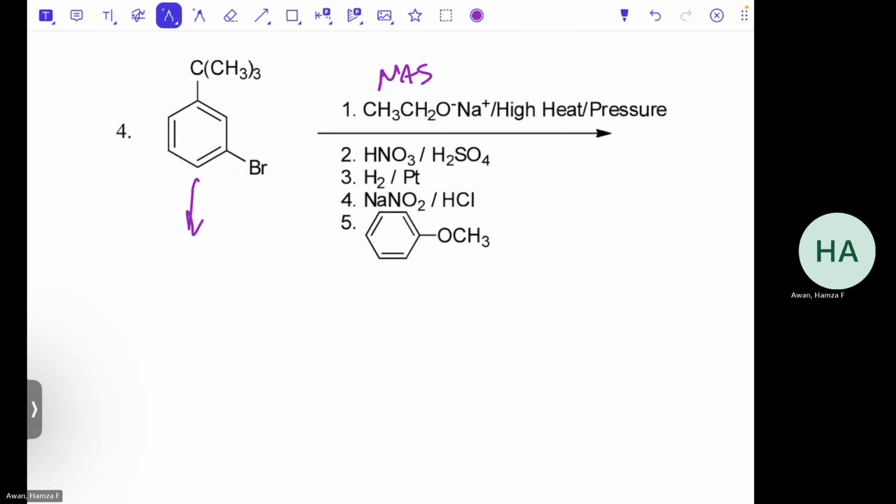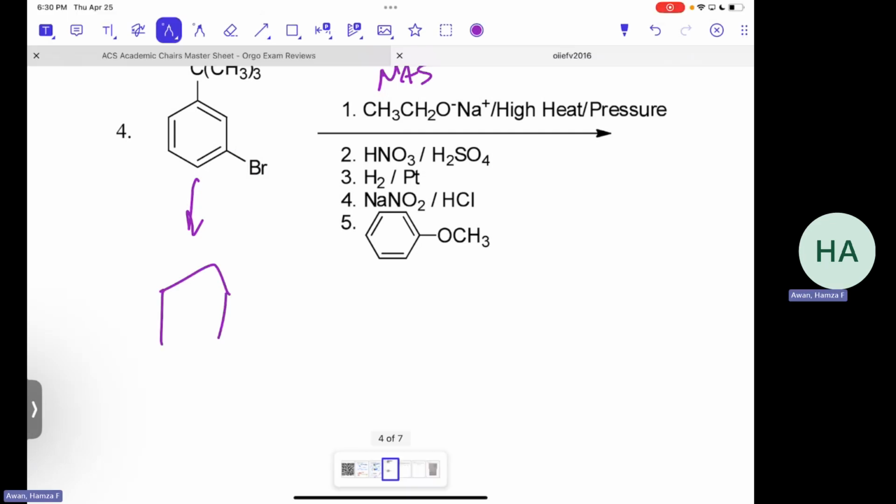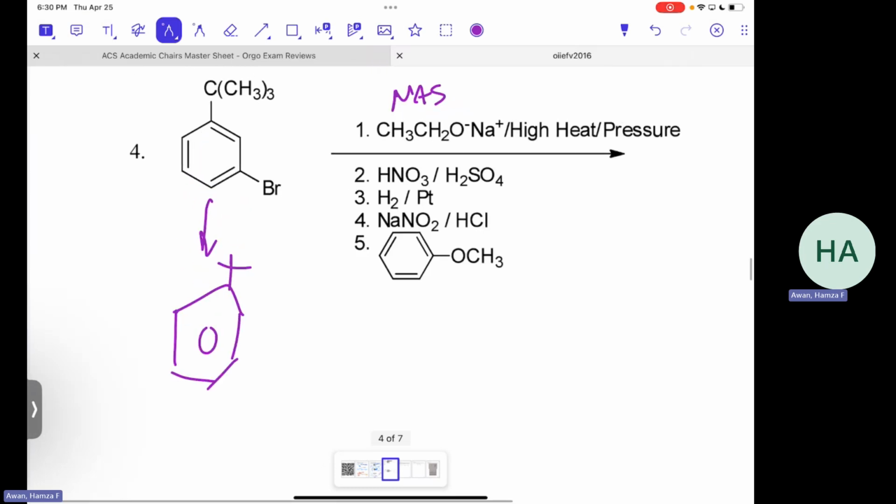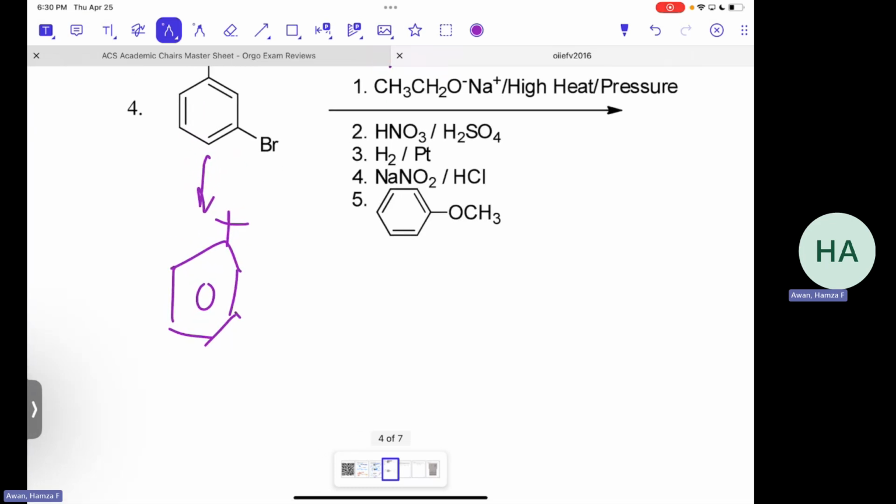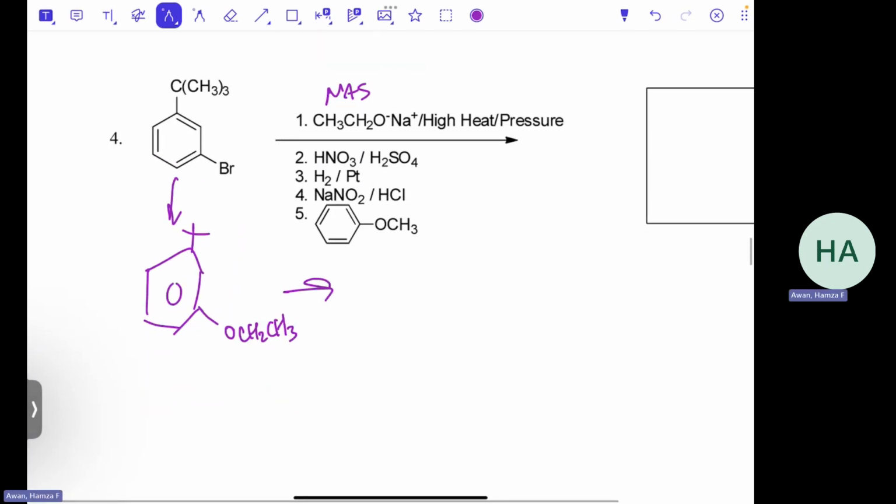And so it's going to replace the bromine with this OCH2CH3. So the first step, we're going to have our t-butyl group at the very top, and then on the meta position, we're going to have our ethoxy group. So our next step, we have HNO3, H2SO4 that adds a nitro group onto it.